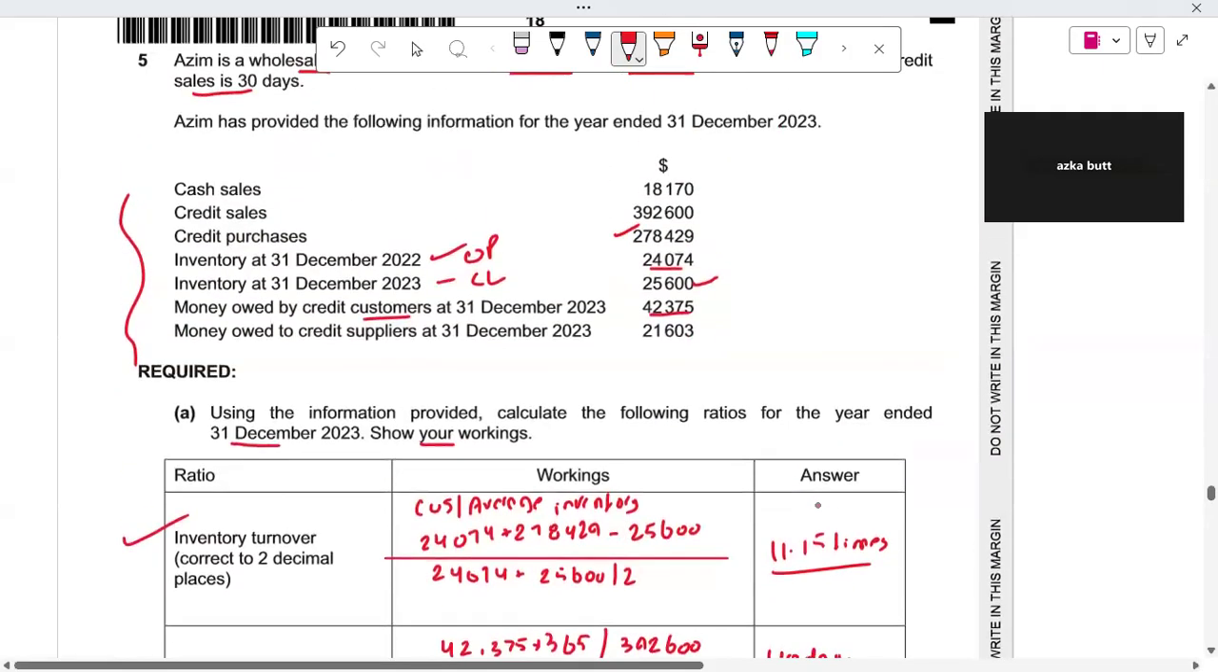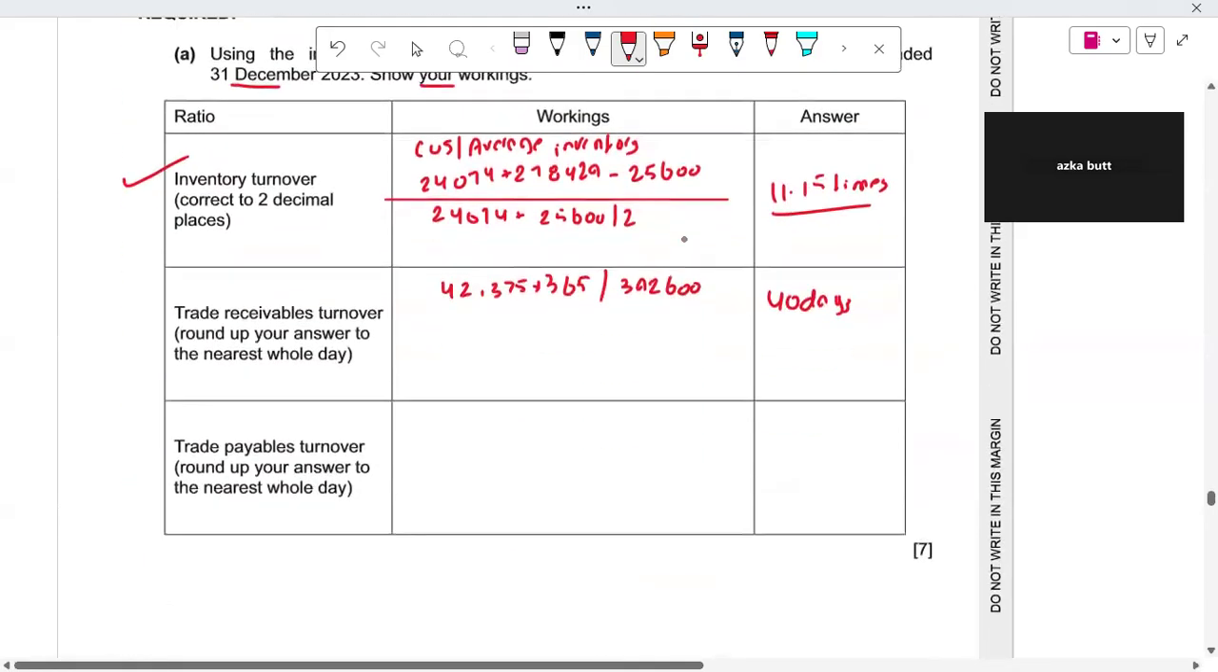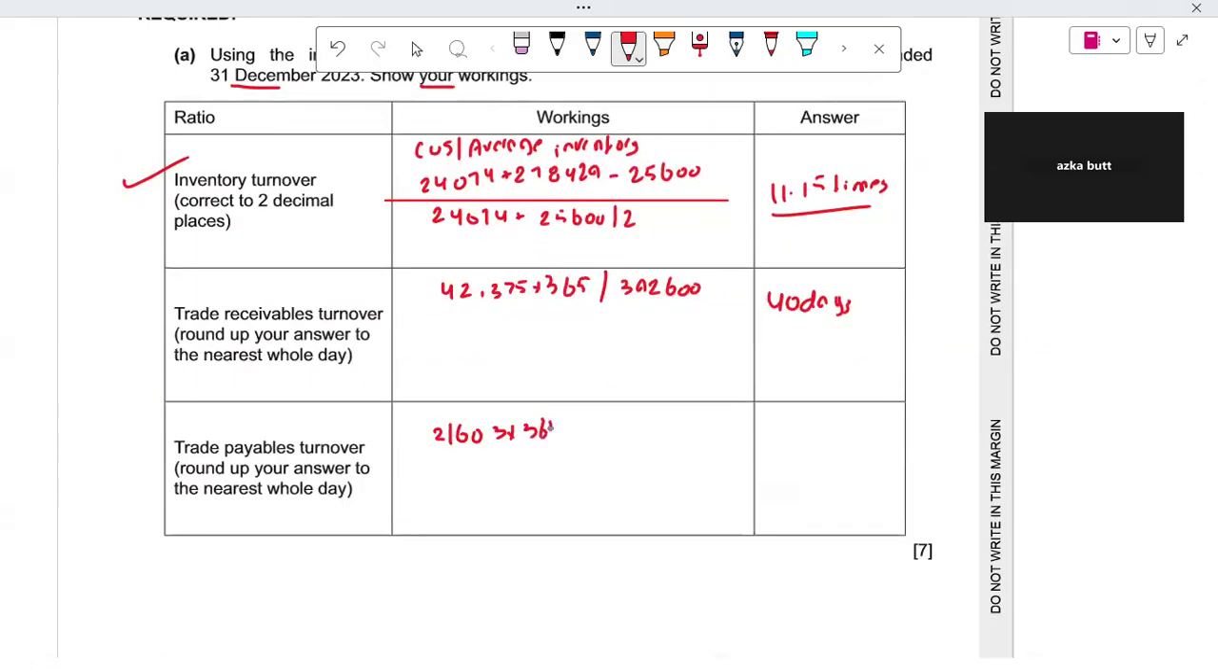And similarly for trade payables, what we will do, the trade payables are, as you can see, the money owed to current suppliers at 31st December is this. So we will multiply it by 365 because we want to find out in days. And we'll divide it by the current purchases, which is 278,429. Okay, so 21,603 multiplied by 365 divided by 278,429. And this is 29 days.